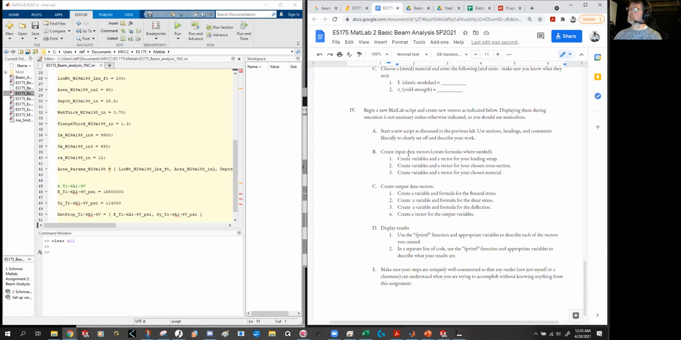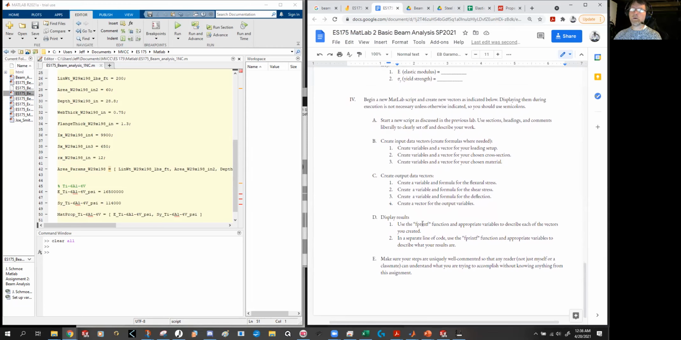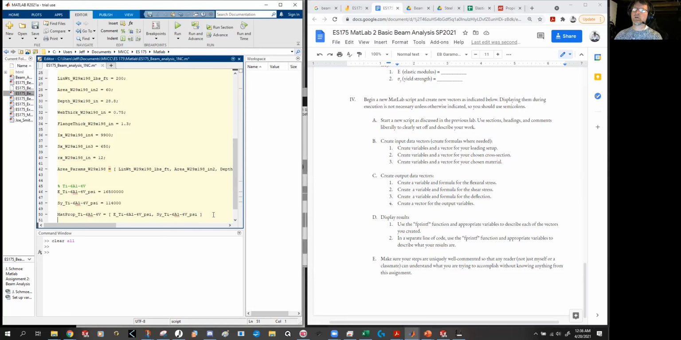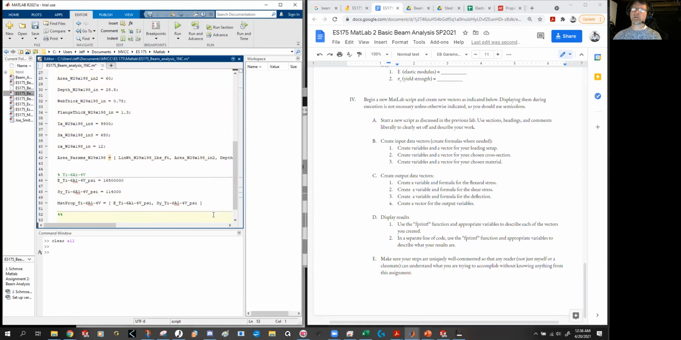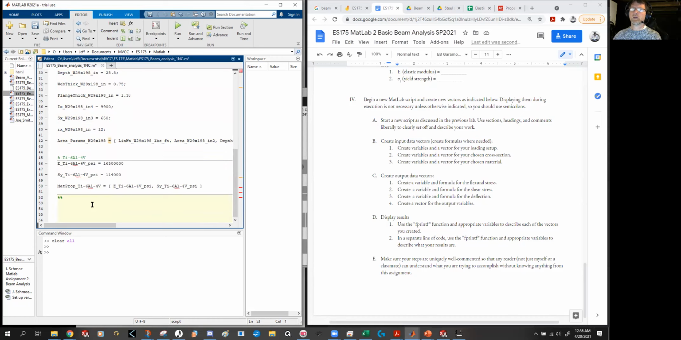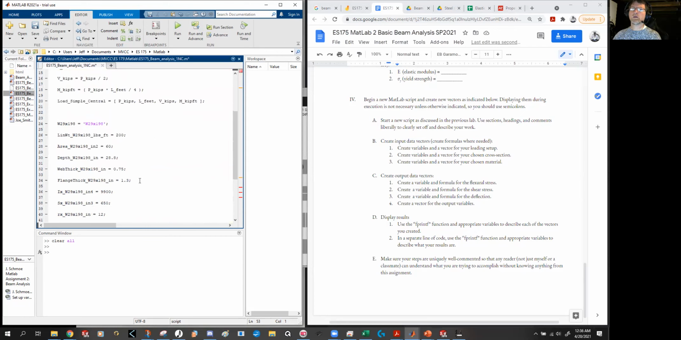Okay, so we started the script, created all of our input data vectors, and now we want to create data vectors for output. So next step is, okay, so now we're creating data vectors for output. And I don't know why that line showed up there, but okay.